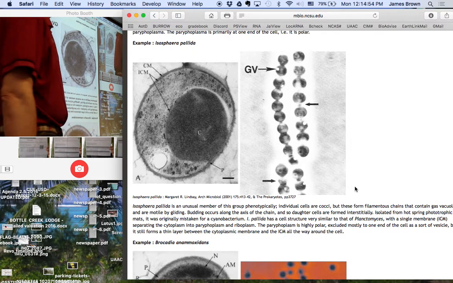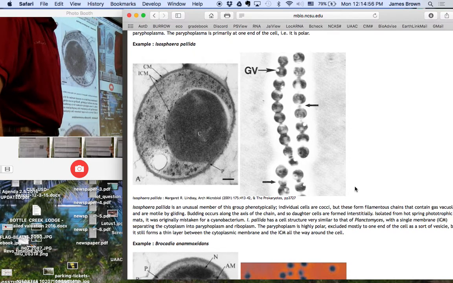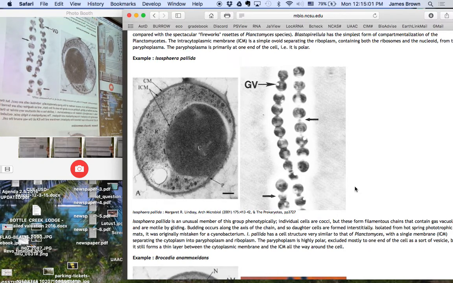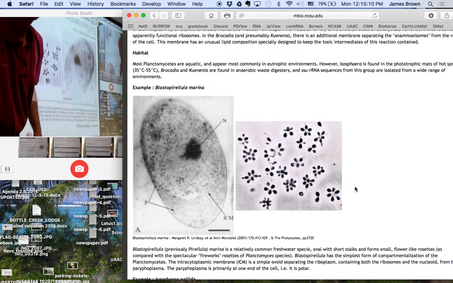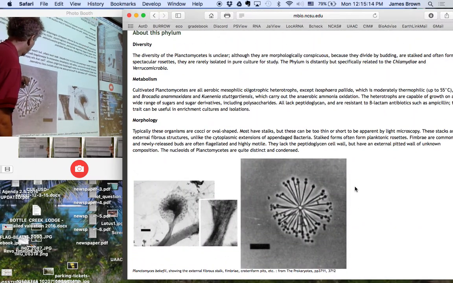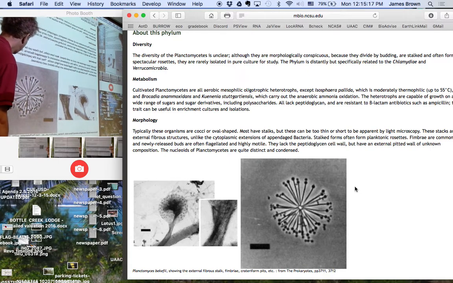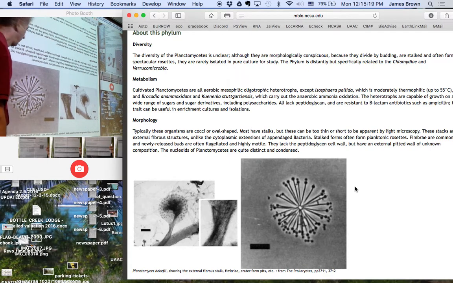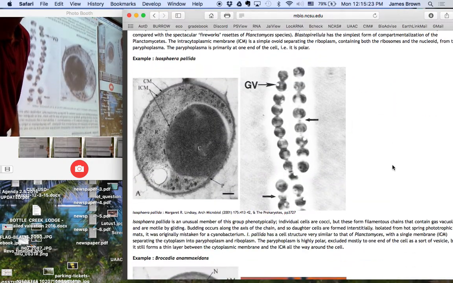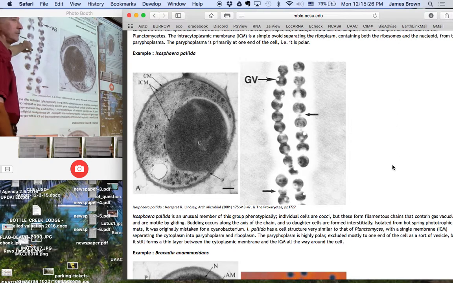Here's Isosphaera pallida. This one's unusual in that it's filamentous or chained instead of forming rosettes. All of these organisms divide by budding. They don't divide by fission. And I didn't point it out, but should have. You see this right here, right? How does a filamentous organism bud? It's easy. Like so.